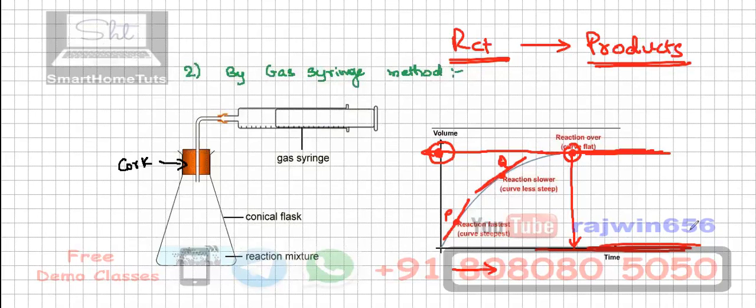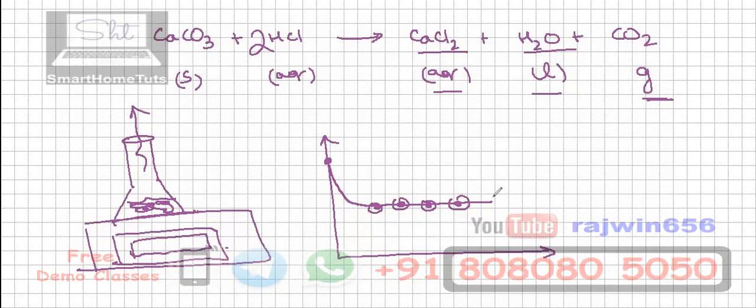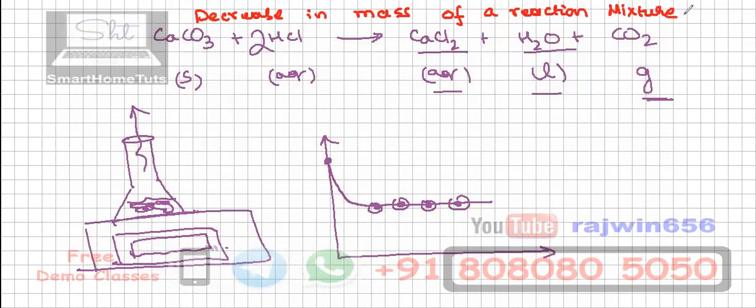Okay, so that was the example that we had considered, the gas syringe method. We are going to consider a second method by which we are going to measure the rate of reaction. It is going to be loss in mass or decrease in mass of a reaction mixture. This is the second method that we are considering.